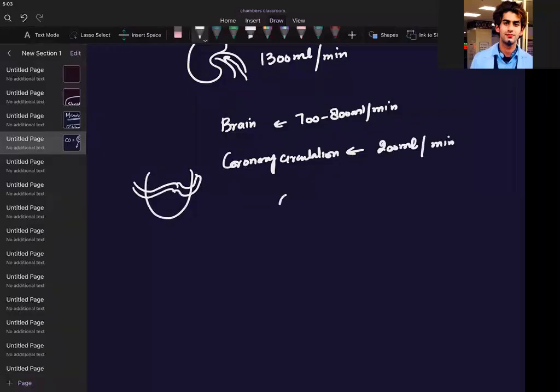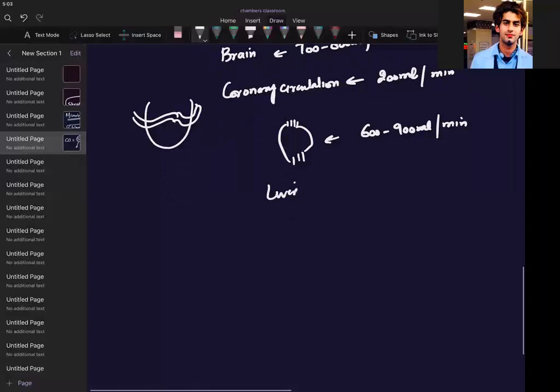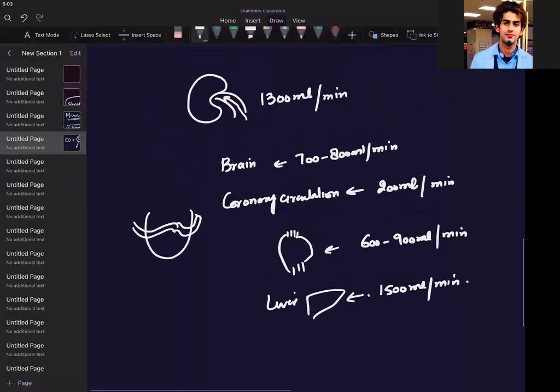What about the muscle? Muscles receive 600 to 900 ml per minute. And the liver, approximately 1500 ml per minute. This is the amount of blood being received by the organs.